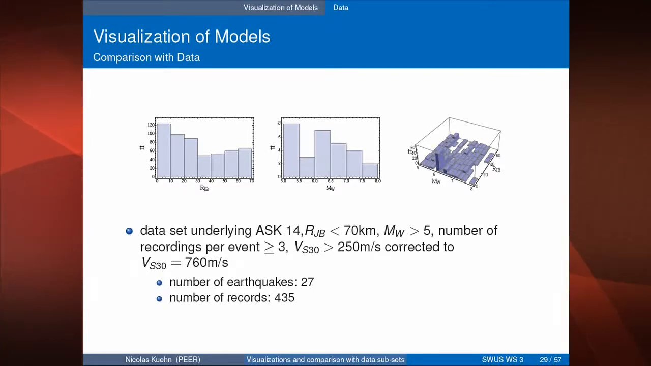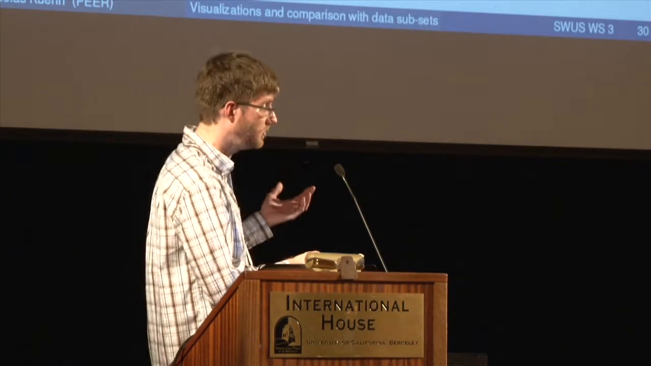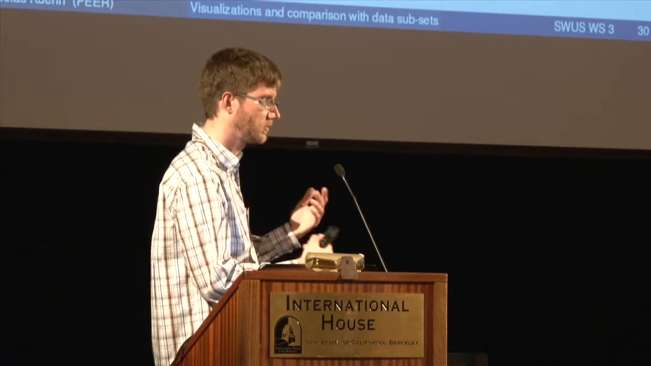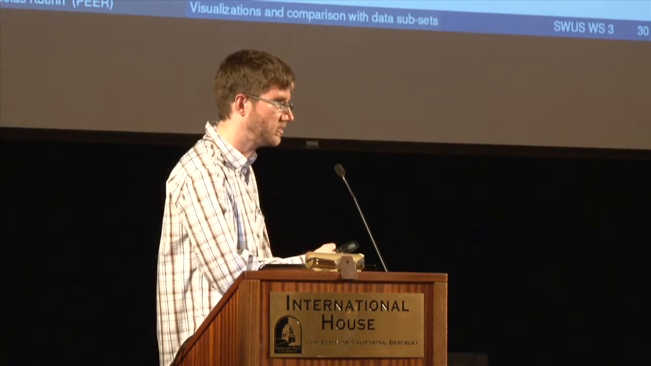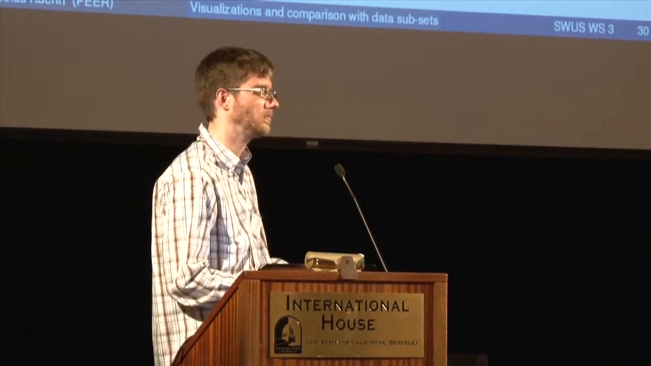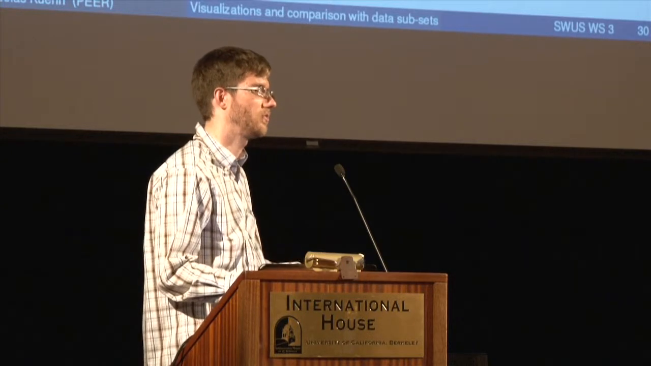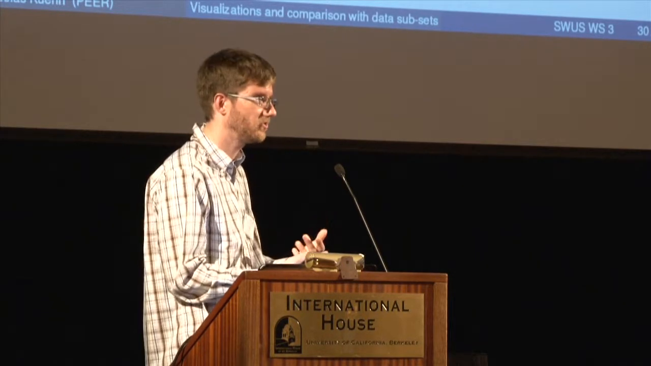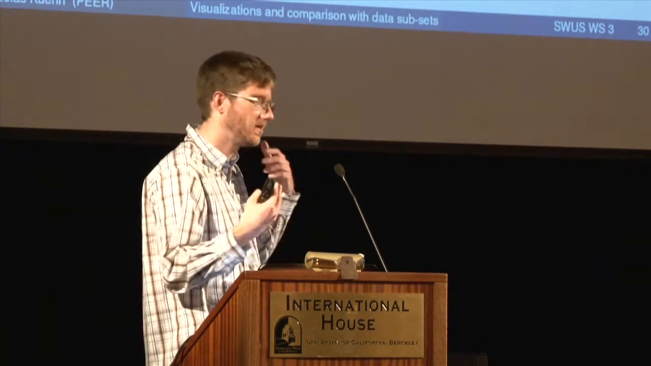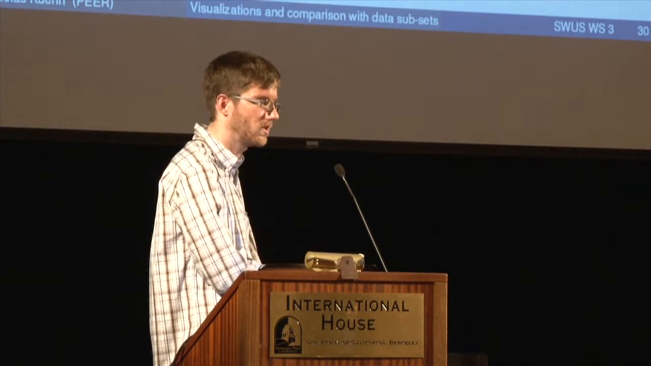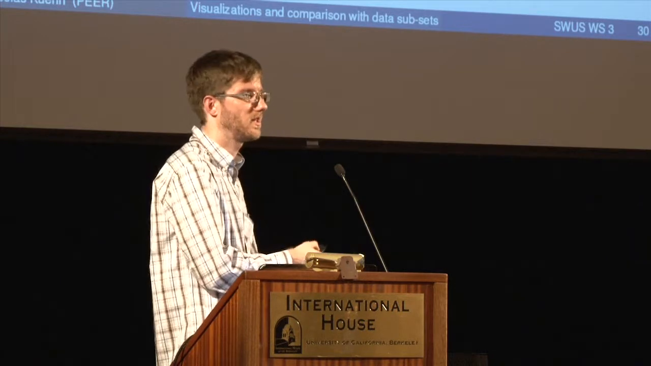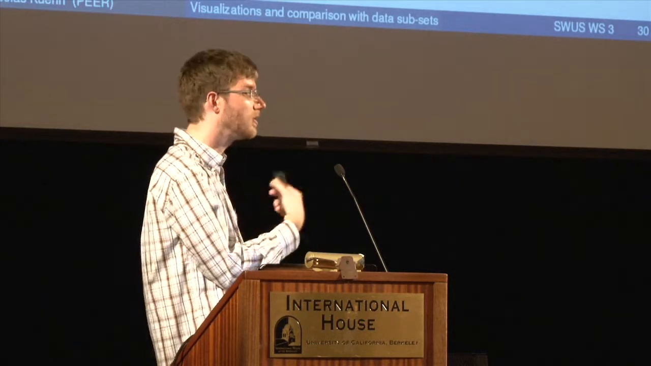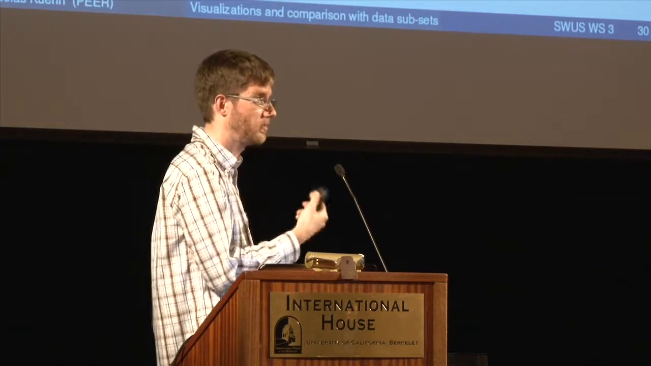Okay, so for each of the 1,000 models, or for each of the new models, I calculated the residuals to the data. I split them into between-event and within-event residuals. So then I have, for each of those 1,000 models, between-event and within-event residuals. I can calculate the log likelihood of the data given the parameters of the model.